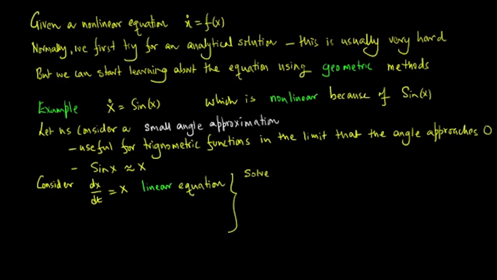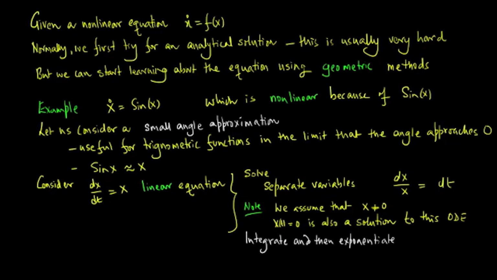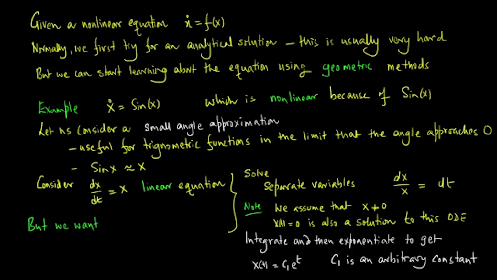To solve it, we separate variables to get dx by x is equal to dt. Note that we are assuming that x is not equal to 0. However, x of t is equal to 0 is also a solution to this ordinary differential equation. So we integrate and then exponentiate to find the solution: x of t is equal to c1 e to the t, where c1 is an arbitrary constant. But what we really wanted to do was to learn about the original nonlinear system.